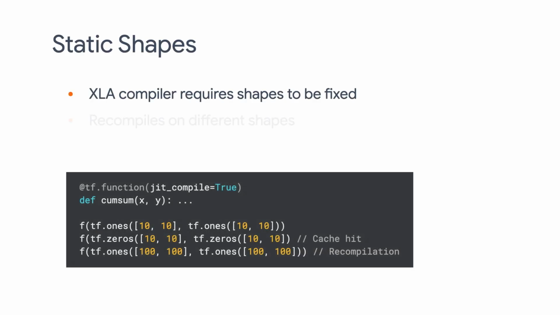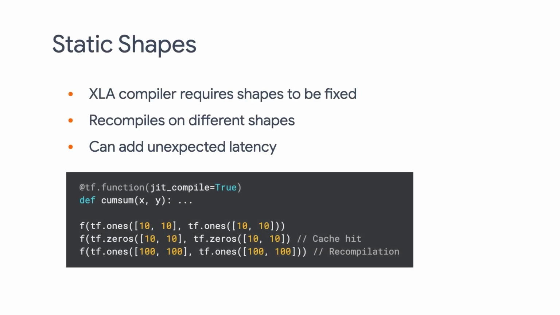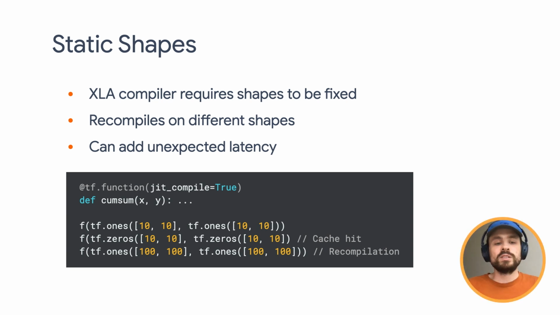The second limitation of XLA is the requirement of shapes to be static at compile time. The TensorFlow inputs to the function can have different shapes from run to run, which is not something representable by a single HLO program. However, since XLA is a JIT compiler, it can just recompile every time it encounters a new shape. In practice, this tends to work well, especially for batched inputs with a constant batch size. However, if the shape changes very often, the recompilations can add up, causing unexpected latency.